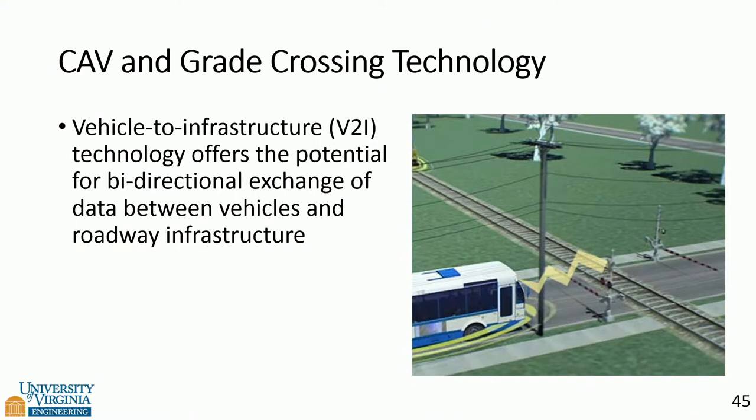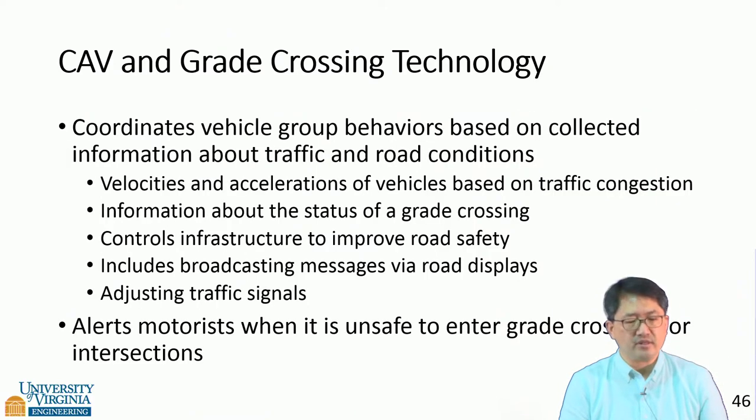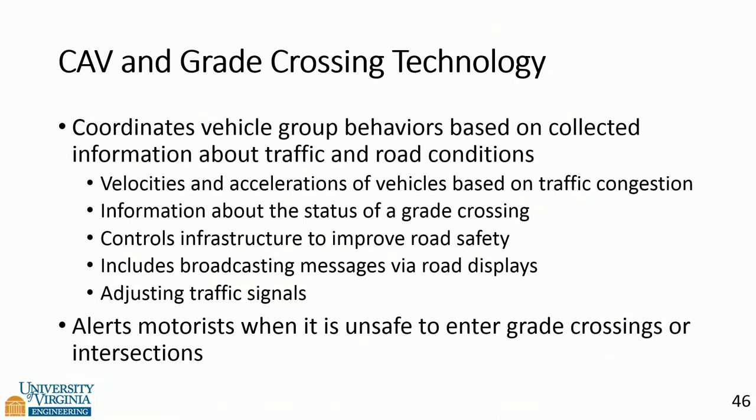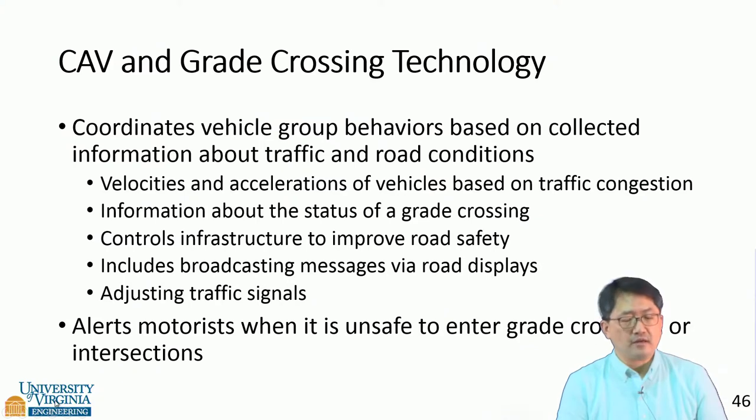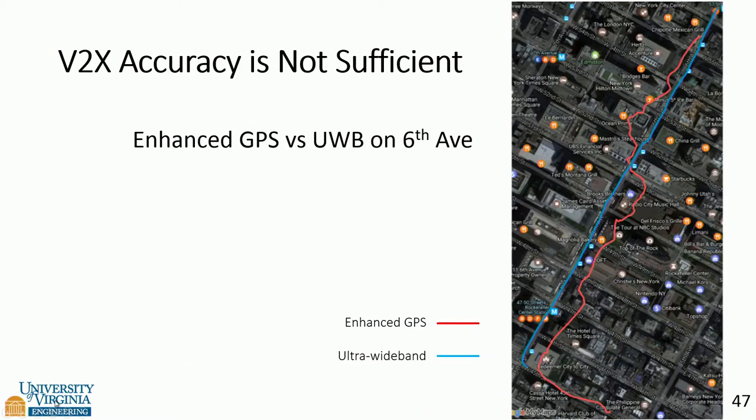One challenge is obviously the accuracy of GPS. How do we improve GPS accuracy? It's one other interesting aspect of it. Again, we can use this for grade crossing technology, similar to those. So basically, it alerts drivers when it is safe to enter grade crossings or intersections. It requires location confirmation and understanding of the train or other heavy vehicles approaching, to try to avoid them. Sometimes accuracy is not good enough for current technology.